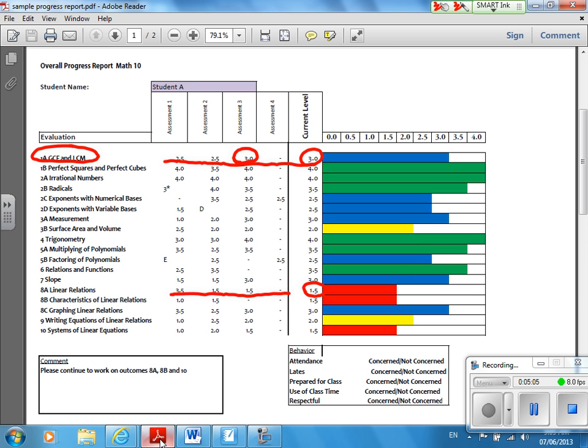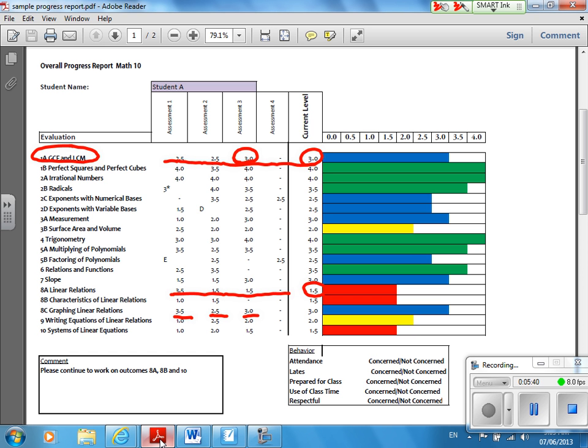Sometimes professional judgment is necessary to determine the final level. If we look at outcome 8C, they kind of bounced all over. They started with a really solid understanding, but then over time struggled with some of the material and were down to in between the 2 and the 3 level of understanding. And then on the third assessment, they went back up to an independent level. So the teacher would use some professional judgment to determine where they think the student is most consistent.